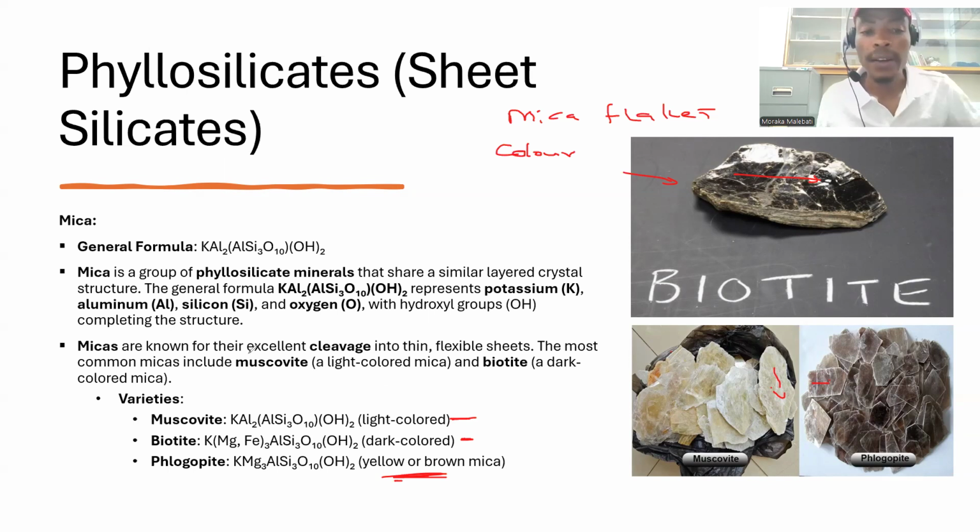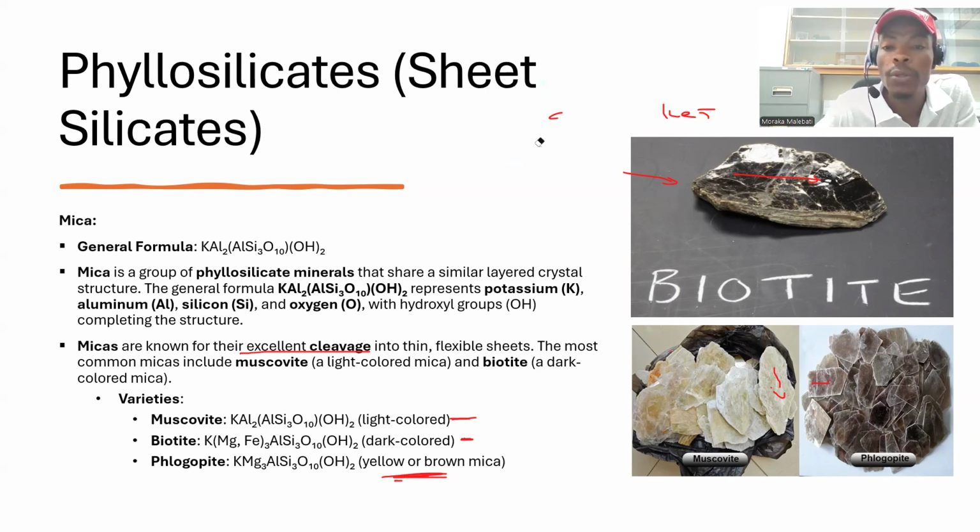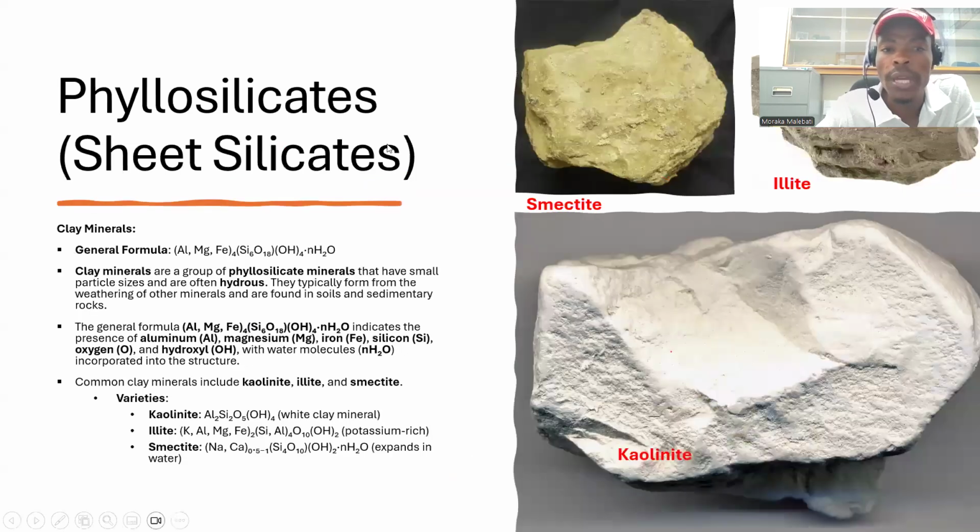They've got excellent cleavage, or cleavage in one direction, and they've got these flexible sheets. So basically that's that about the micas. You should be able to physically identify these minerals, and not only physically, but also microscopically.